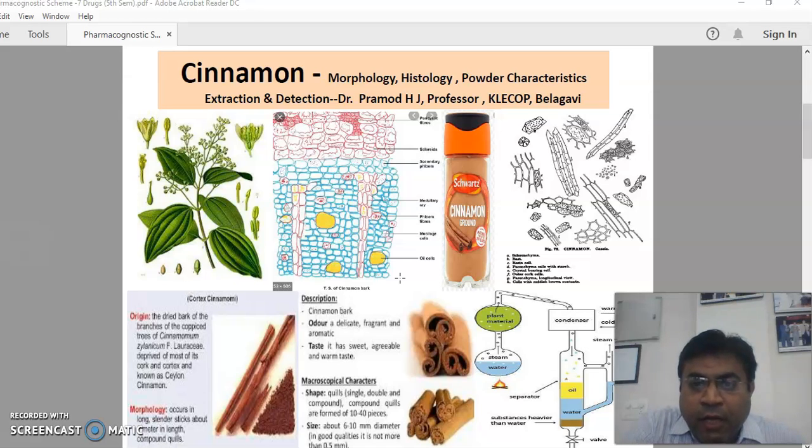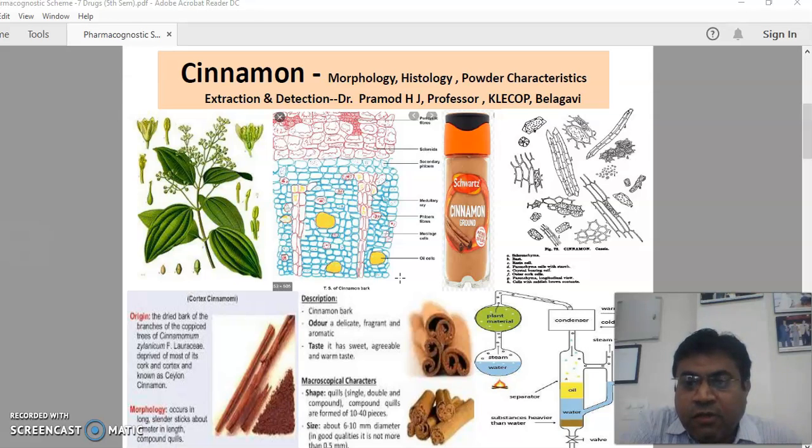So coming to the powder characteristic feature of this cassia cinnamon, which is one of the qualitative parameters of the cinnamon, you need to understand how you can differentiate between the adulterated, the substituted, or the authentic drug. This is one of the major important features for qualitative analysis for this particular drug, basically the microscopic powder characteristic feature.